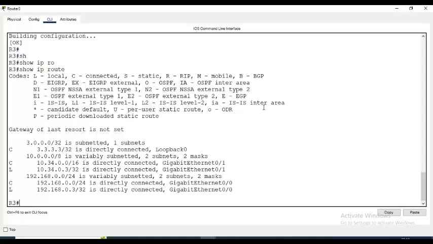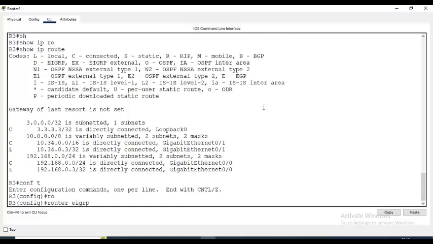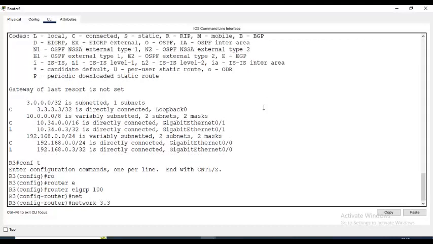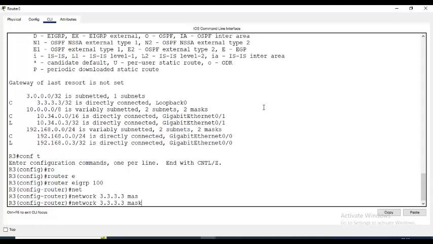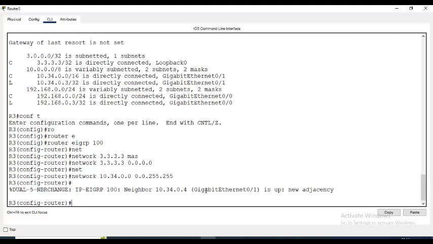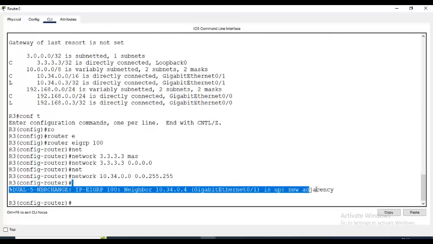One minute. One is router eigrp 100, but that is 0.0. Network is 3.3.3.3. Mask is not a mask, wildcard mask is this. Network, see, if I say 10 also okay, 10.34 also okay. 10.34.0.0, I can say 0.0.255.255. See, immediately it has formed a neighbor with router 4. You see, it is up.